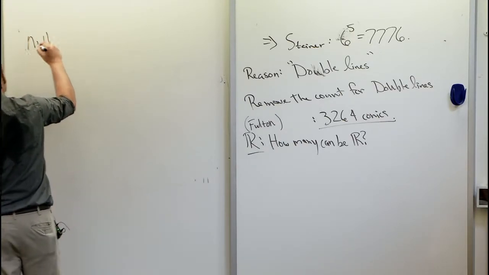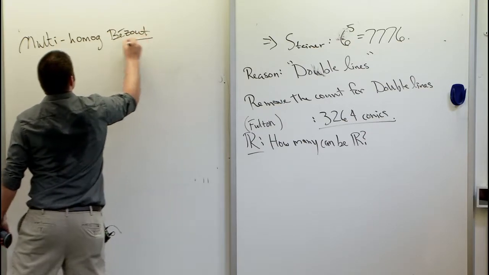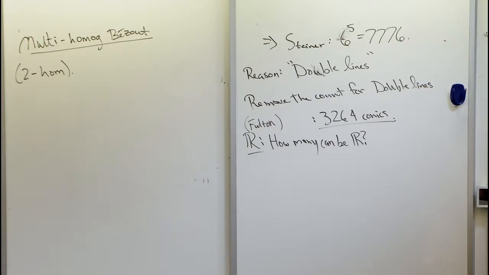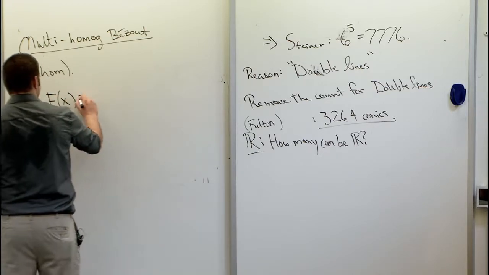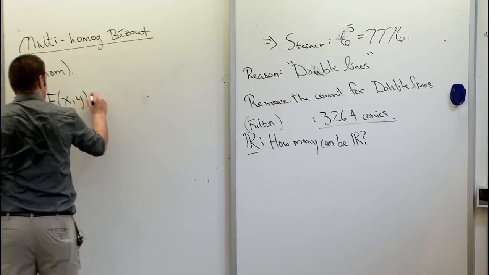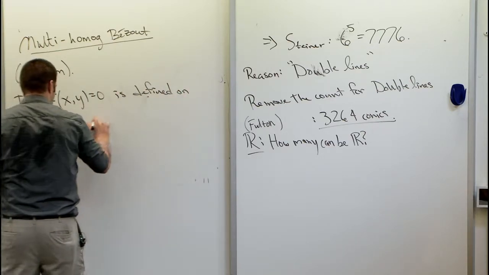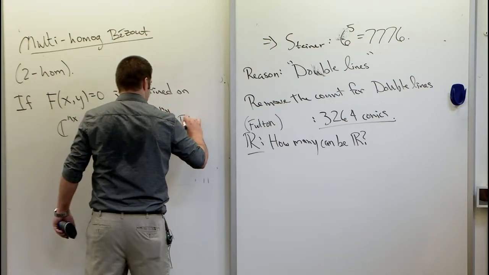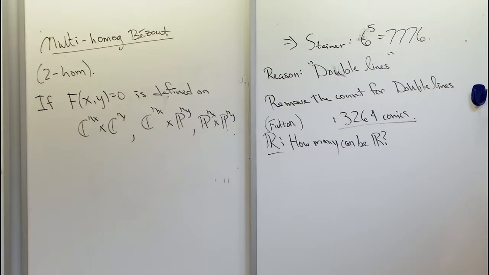So, multi-homogeneous Bézout. For time constraints, I'm just going to assume the 2-homogeneous case and end here. So assume that my system F is defined, I need 2 variables, x and y, on, pick your favorite space, affine space, product space, or the reverse of them. The count is the same for any one of them.